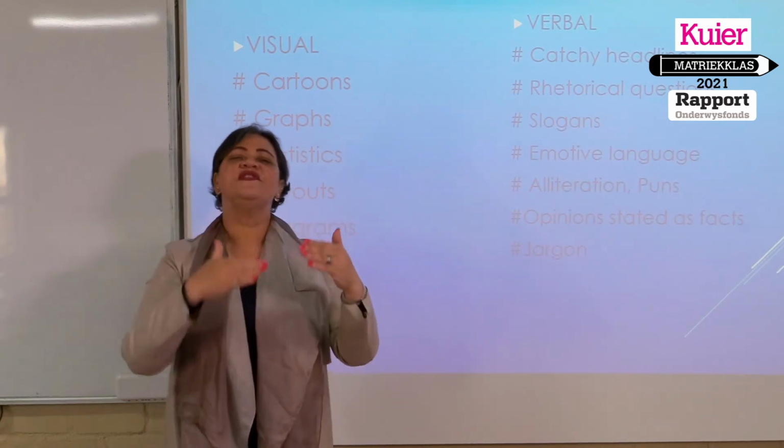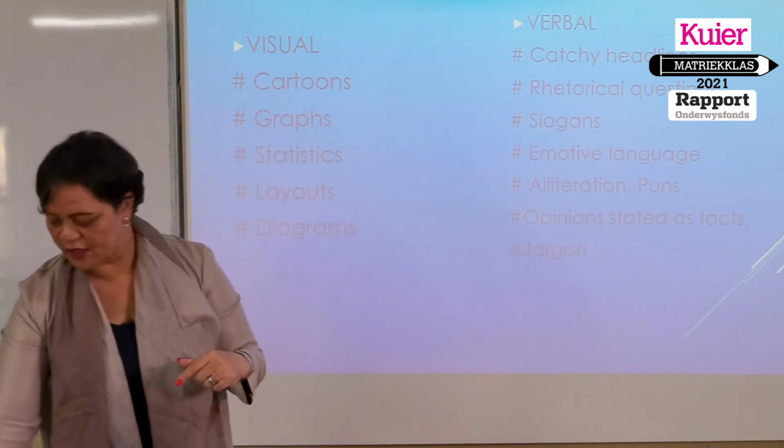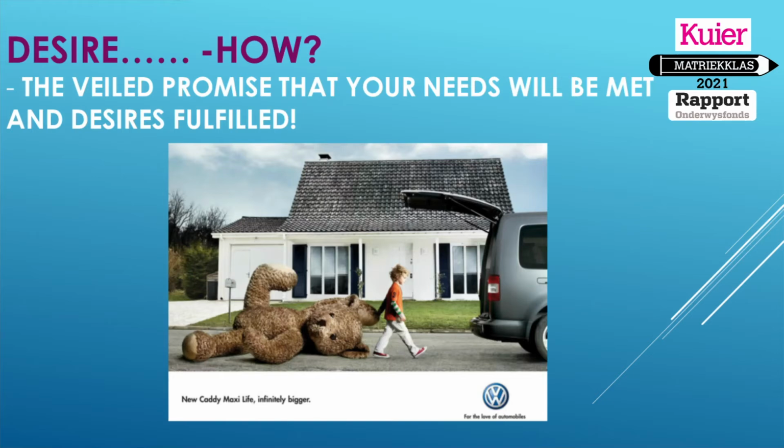So in terms of the font that is used in an ad, let's just go and look at this picture. Desire. This is now the third one in the AIDA principle. The veiled promise that your needs will be met and desires fulfilled. So if you look at this, you're a family man, or woman, your parents, and you've got a son, you've got the house, you can see this is your whole nuclear idea. And look at the size of the son's teddy bear. And what do they say? New Caddy Maxi Life, infinitely bigger.